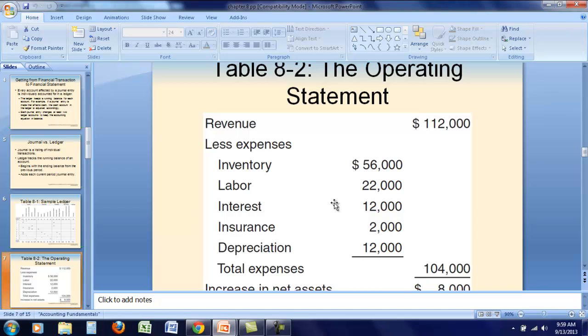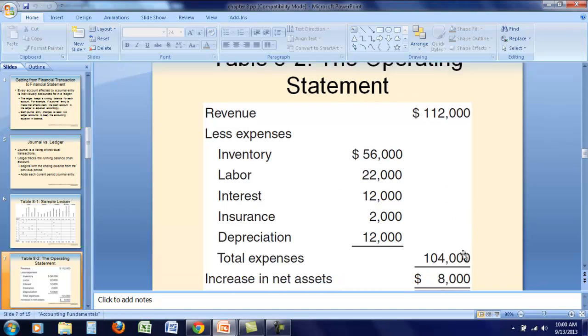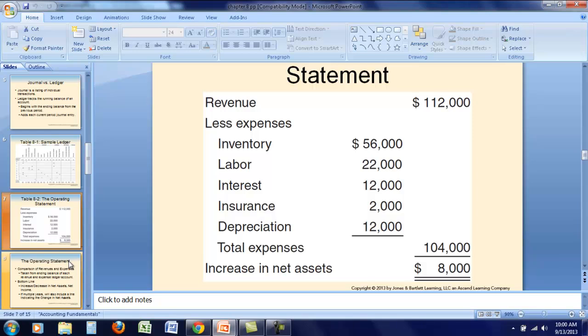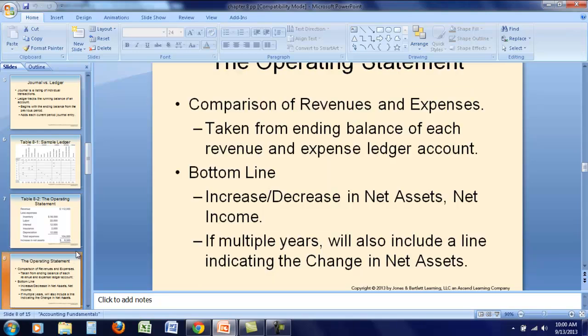So your total expenses actually ended up to be $104,000. So your increase in net assets, also known as your net income and your profit, is actually $8,000 through the example. So what the operating statement does is a comparison of your revenues and expenses. So it's taking from the ending balance of each account the revenue and expense. So basically what it means is, how well did you perform this year? Did you make money? Did you lose money?